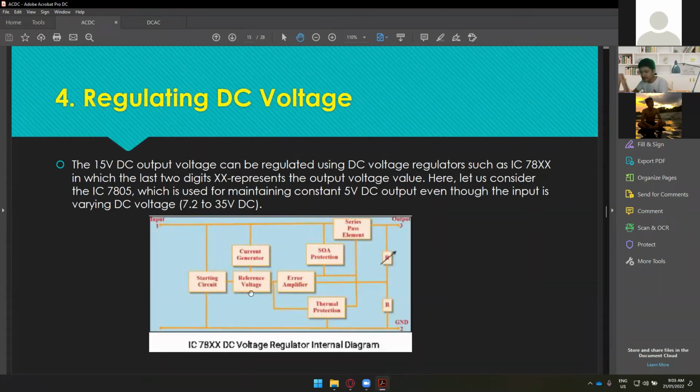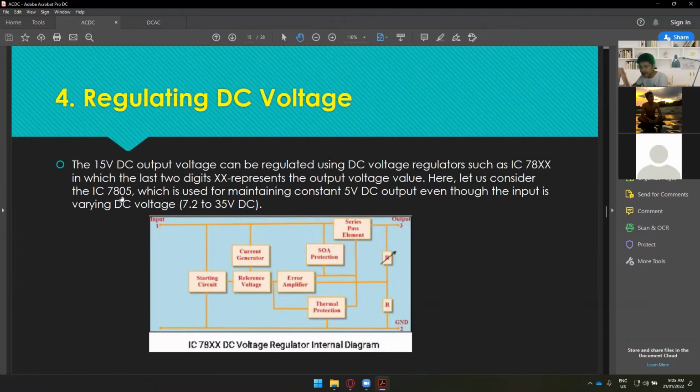IC 7805. Okay, so here is the internal diagram of the voltage regulator IC, wherein this one is variable depending on the voltage that you'll be needing. So we have here the starting circuit, current generator, reference voltage, and so on. Here you will see the input, the ground, and then here's the output. This one is quite hard to read right now since you're not that familiar with the 7805.